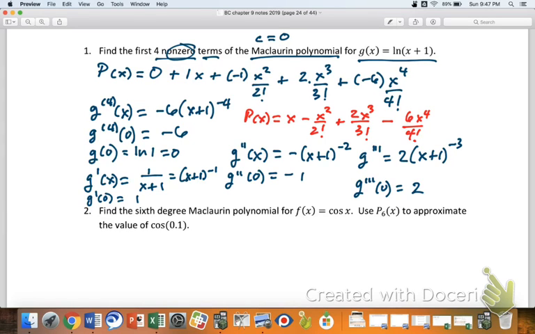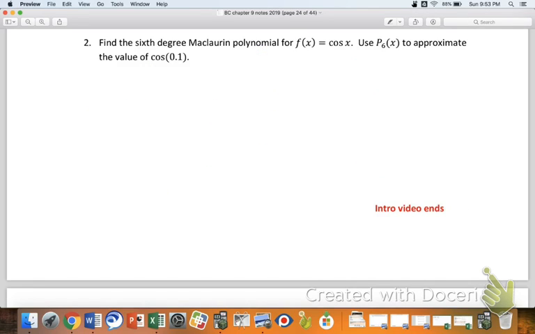Okay, so I hope that makes sense. I would encourage you maybe with number 2 to pause the video and try it on your own. We're going to do a little bit more with it in the end, but it's a very similar question to number 1. All right, for number 2, we're asked to find the 6th degree Maclaurin polynomial, of course that means c equals 0, for f of x equals cosine of x. And then, like I said, we'll do something with it.